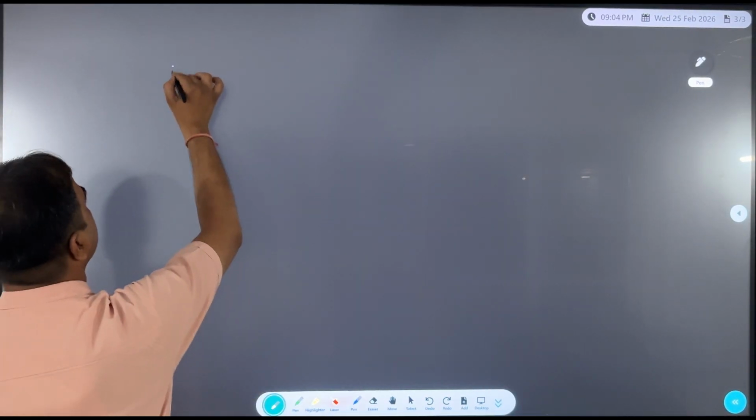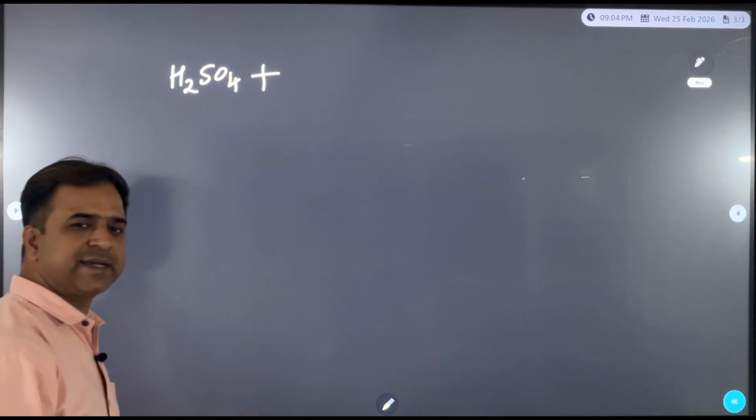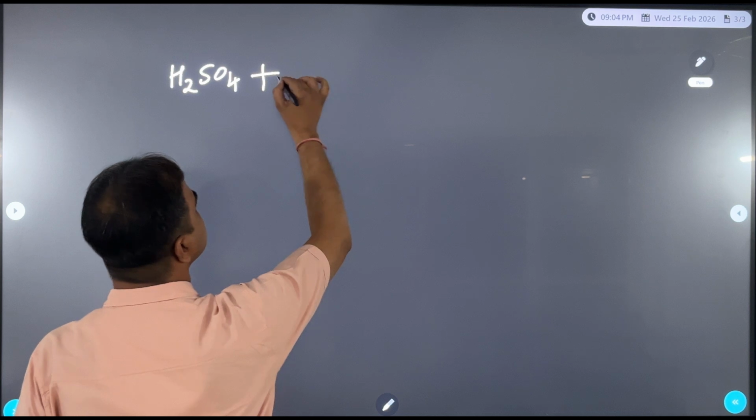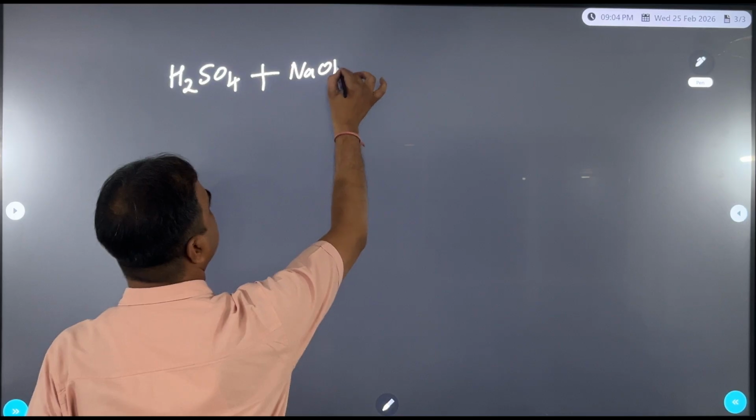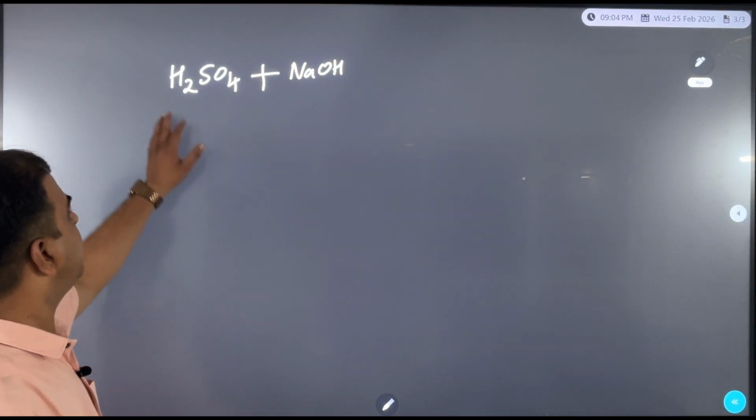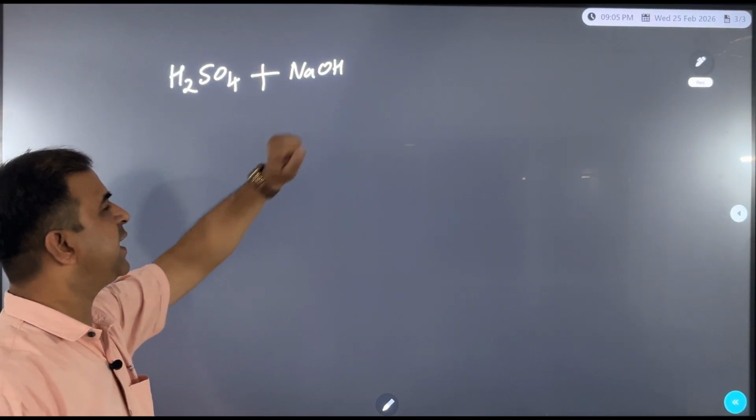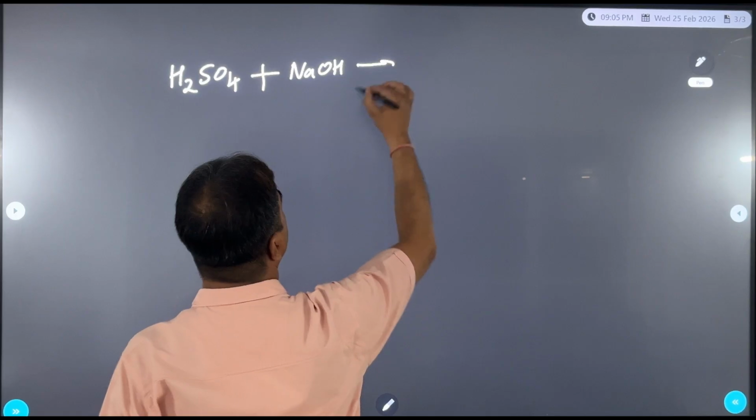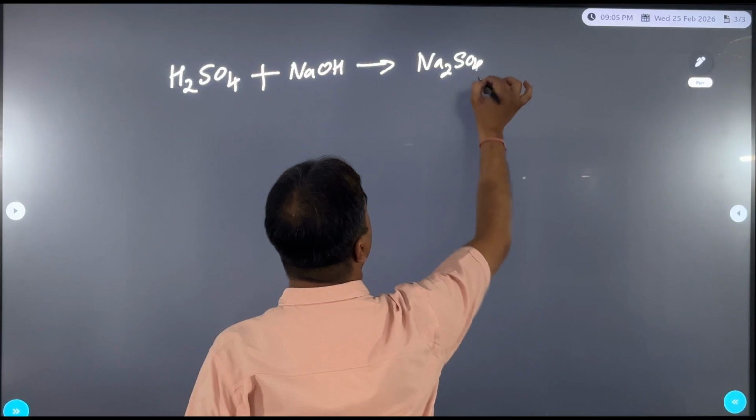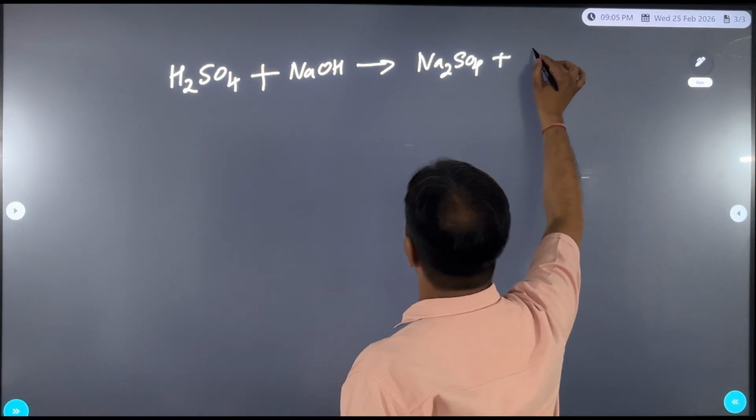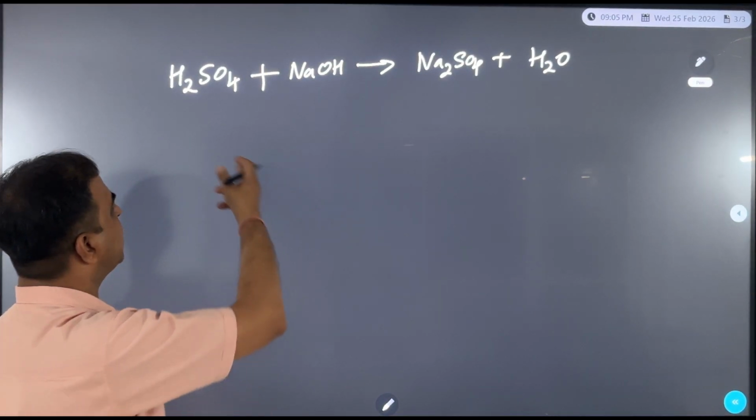Suppose H2SO4 acid is reacting with NaOH. Here you can see sulfuric acid H2SO4 reacting with sodium hydroxide NaOH, and it is forming a salt named Na2SO4 plus water. We will do one more example of how the chemical formula is formed.